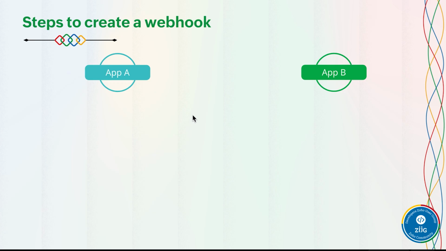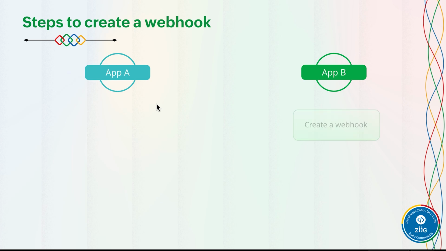So now that we have understood what webhooks are, let's move on and look at the general steps involved in creating a webhook. To keep things simple, let's once again take two applications, application A and application B. So from this explanation, let's assume that app B is where the event is going to occur, and application A will receive the real-time data. We'll also assume that both app A and app B support webhook functionality.